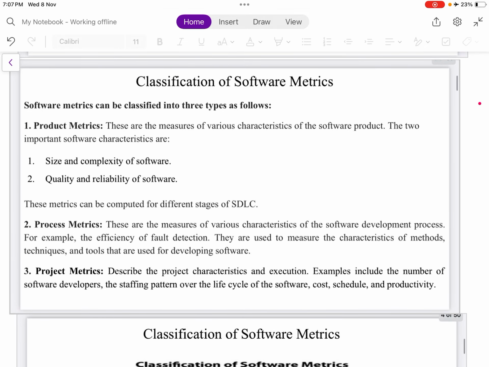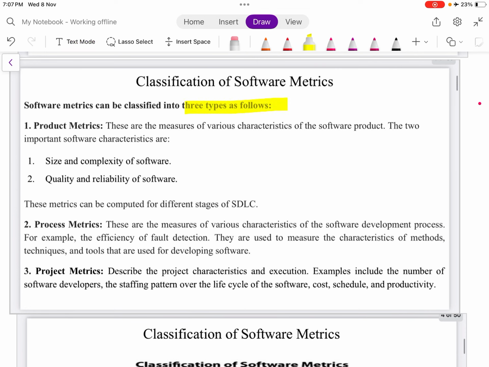Classification of software metrics. Software metrics can be classified into how many types? 3 types. First type is product metrics. These are the measures of various characteristics of the software product. That's why we say it is a product metric. The 2 important software characteristics are size and complexity of the software, and quality and reliability of the software.